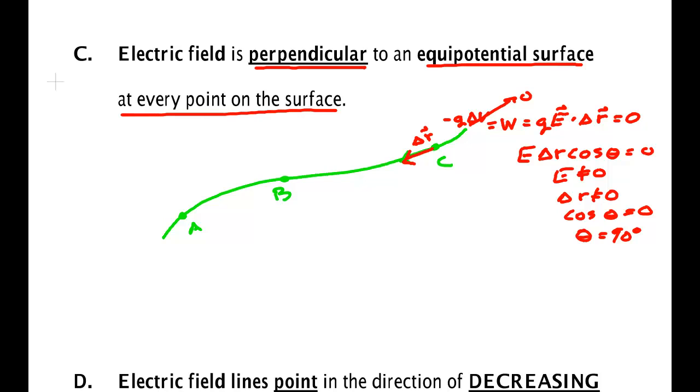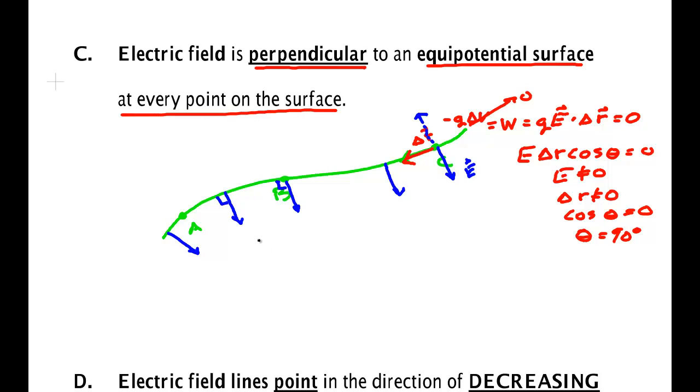So if I'm drawing electric field lines, the electric field must either be pointing this way or pointing that way. Likewise here, the electric field must be perpendicular. At each point, the electric field is perpendicular.